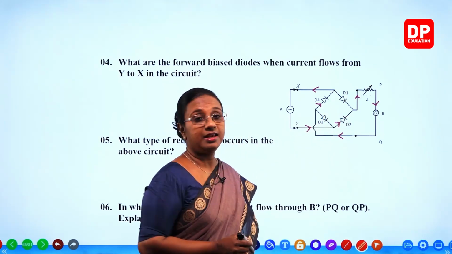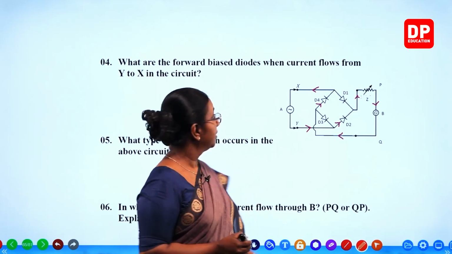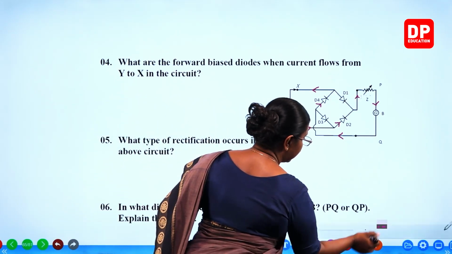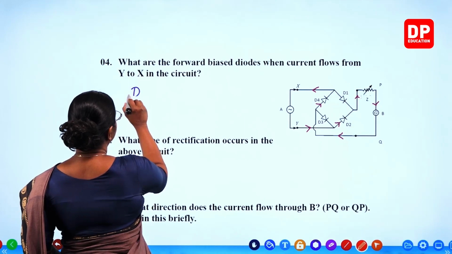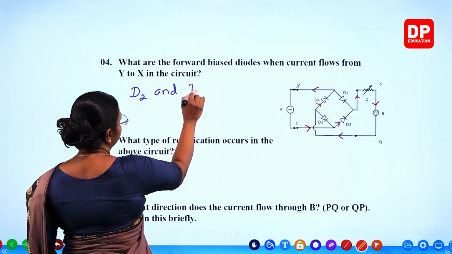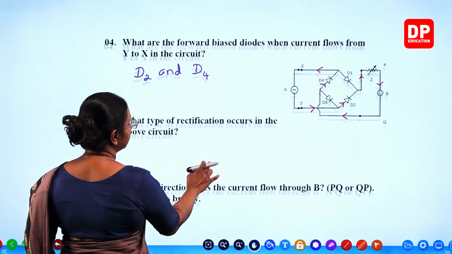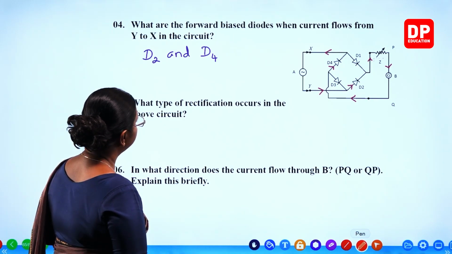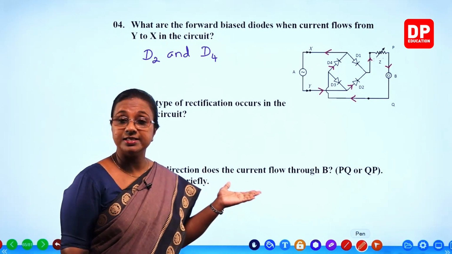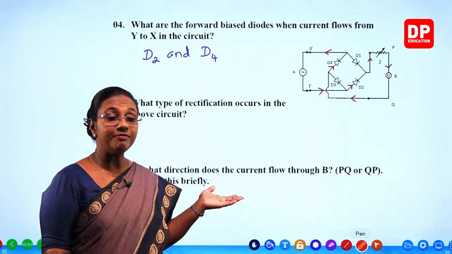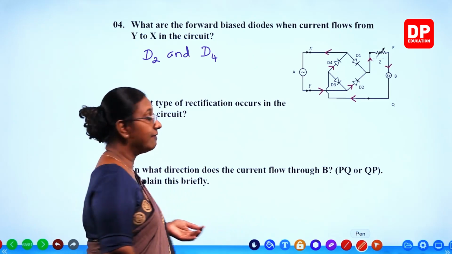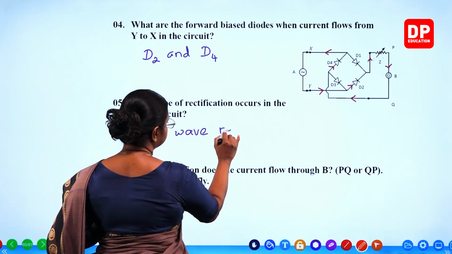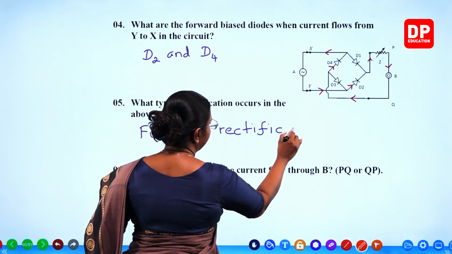But D1 and D3 are reverse biased here. So what are the forward bias diodes when current flows from Y to X in the circuit? You can say D2 and D4. Then, what type of rectification occurs in the above circuit? Is it half wave or full wave? I already mentioned this. It is full wave rectification.